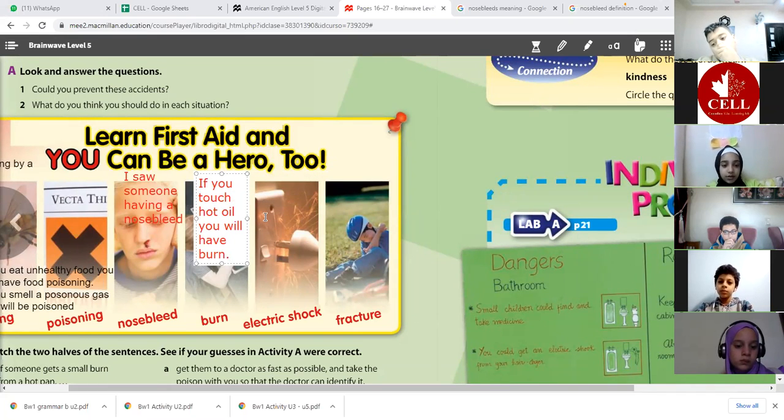We can use it with nosebleed. If someone hits your nose, you can have a nosebleed. If someone punches your face, they give you a punch. So if someone punches your face, you will have a nosebleed.